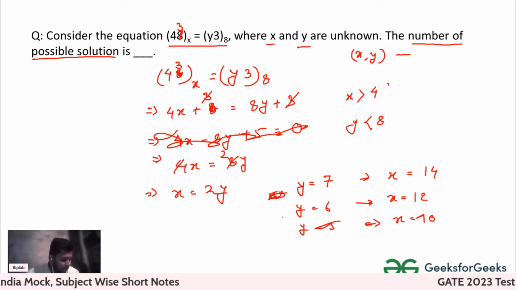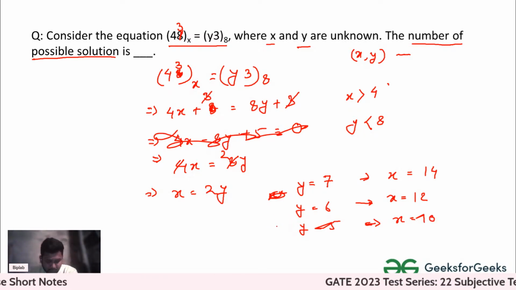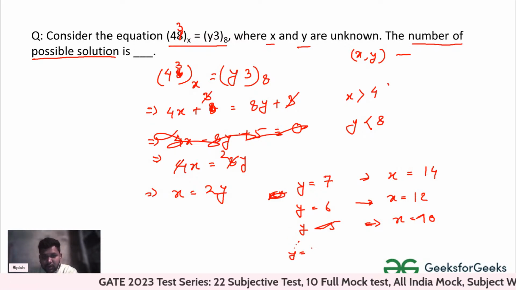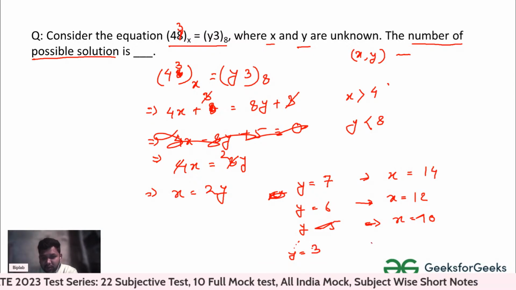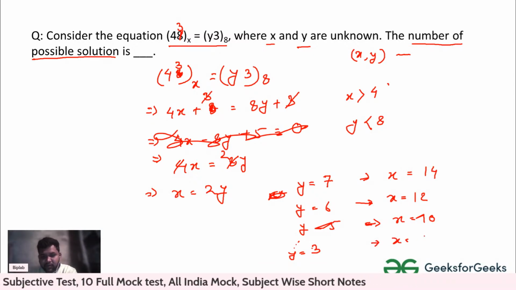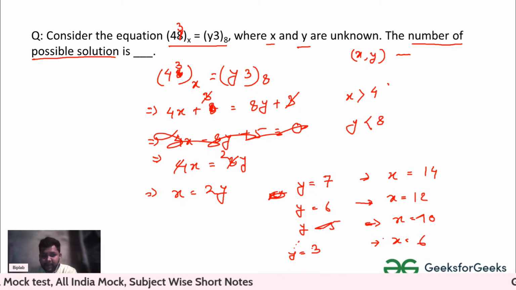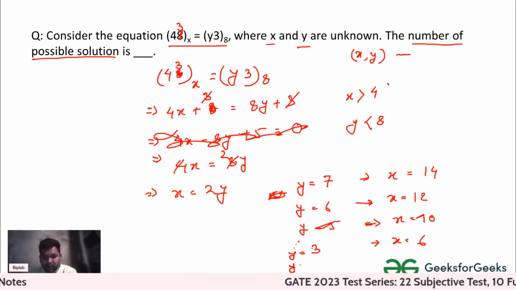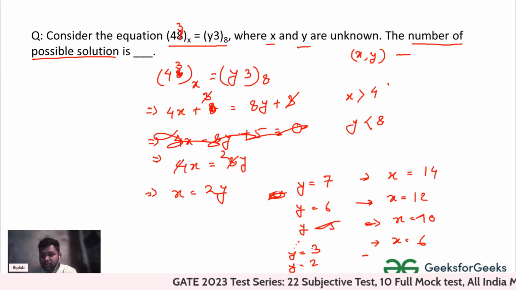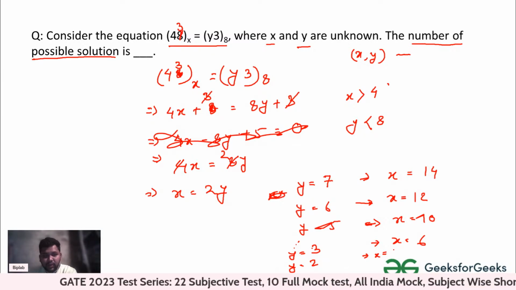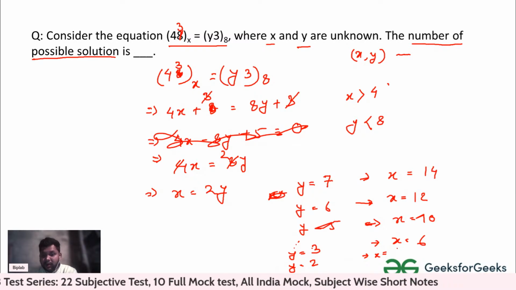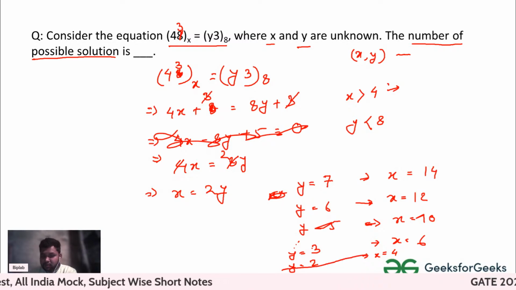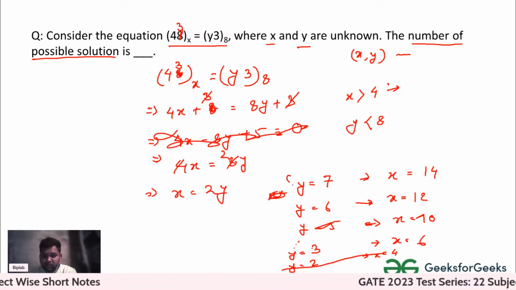Like this, you can go till y equals 3, where x equals 6. Okay, x equals 6. That is allowed. But then you cannot go to y equals 2, because in that case you will get your x as 4, but x should be greater than 4. So this is not allowed. The possible solutions are these.